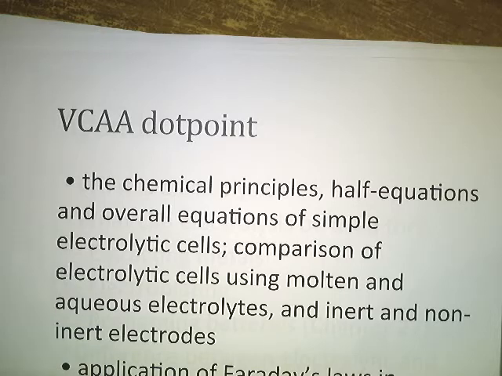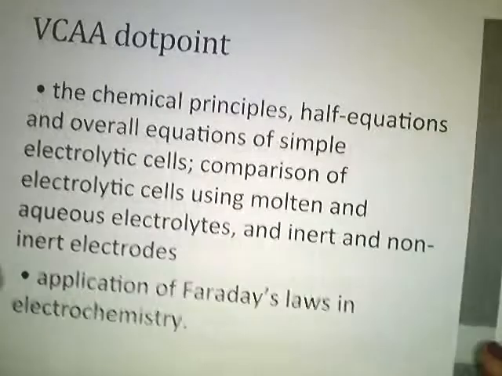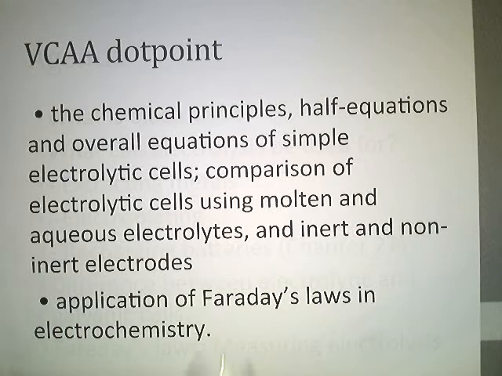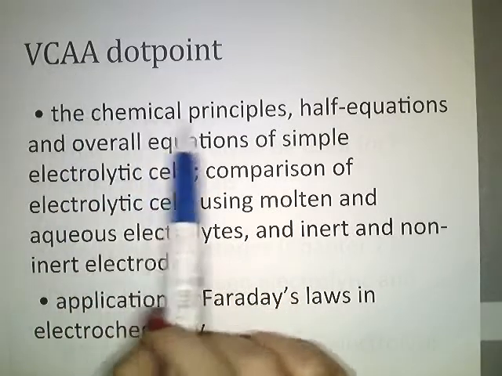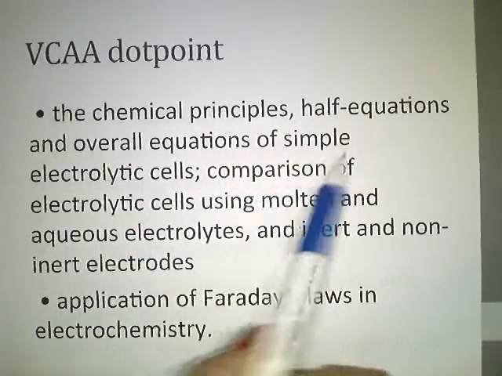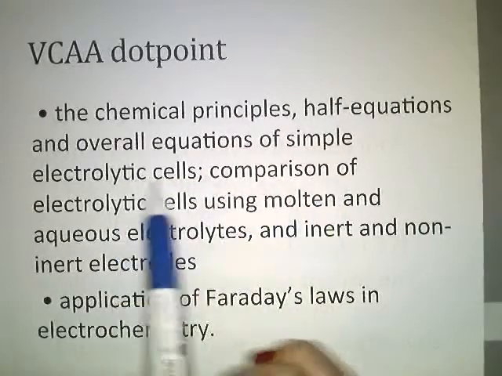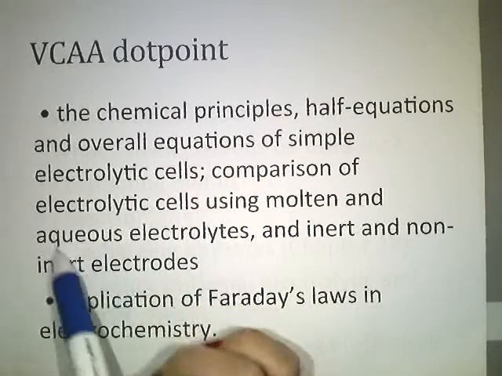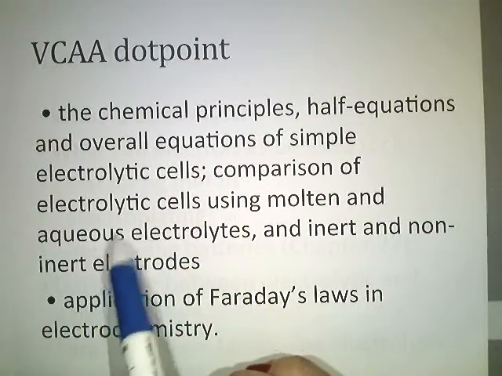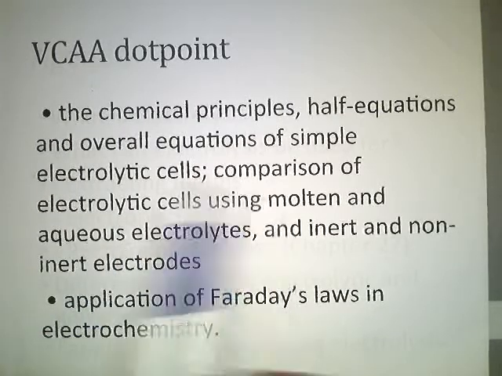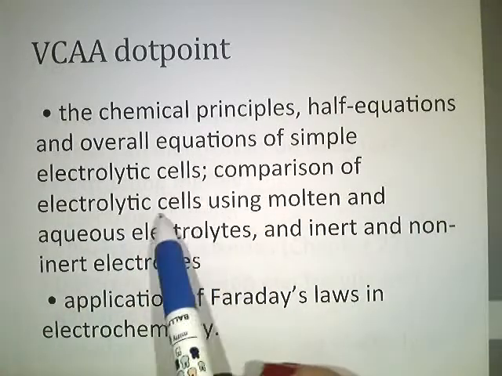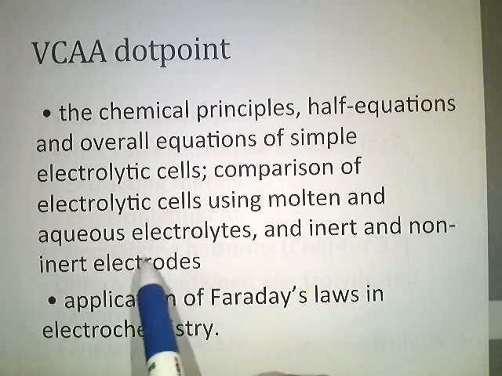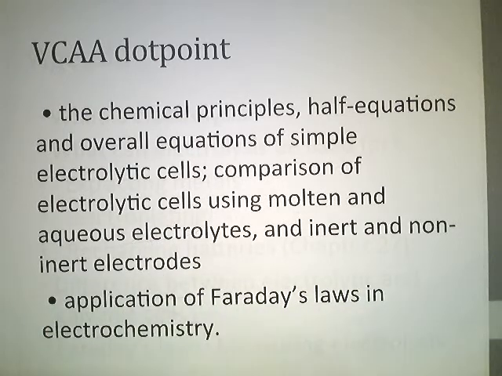Okay, now we are getting into electrolytic. I'm going to do a couple of questions in class, but we'll do a little bit now. Now, if you read the dot points, it says the chemical principles, half equations, and overall equations for simple electrolytic cells, comparing electrolytic cells in molten and aqueous electrolytes. Remember that water can act as an oxidant and a reductant, just like it can act as an acid and a base, amphiprotic, and inert and non-inert electrodes. And then we'll do Faraday's laws.